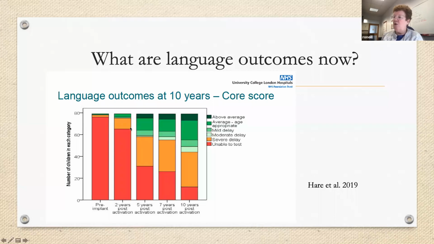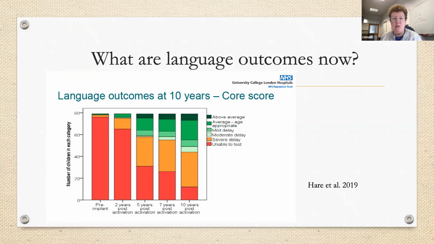So when we look across this chart, looking at this same group of children, you can see it stays at 79 right the way through. We can see that 10 years post-activation, if we look at the ones who've got above average or mild delay, we get down to the light green. That is about a third of the children. And well over half of these children have severe delay, or such severe delay that you can't test them after 10 years. Now, this is a shock.